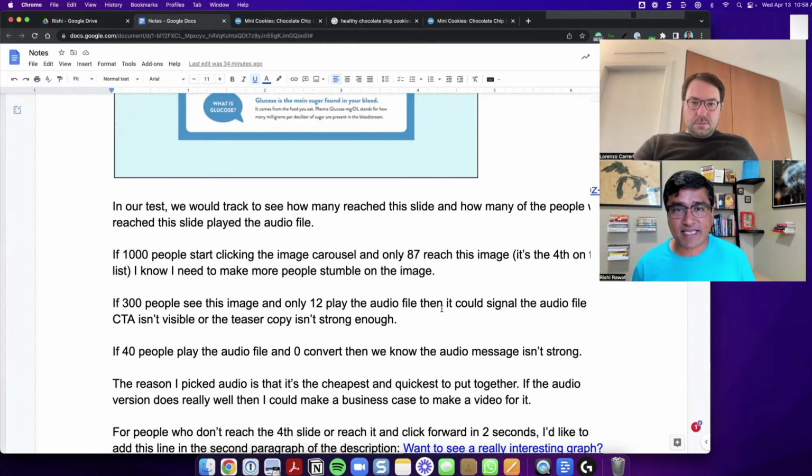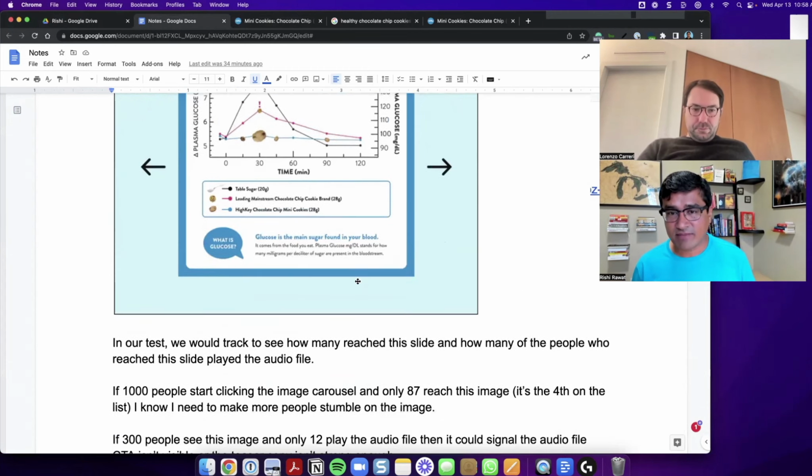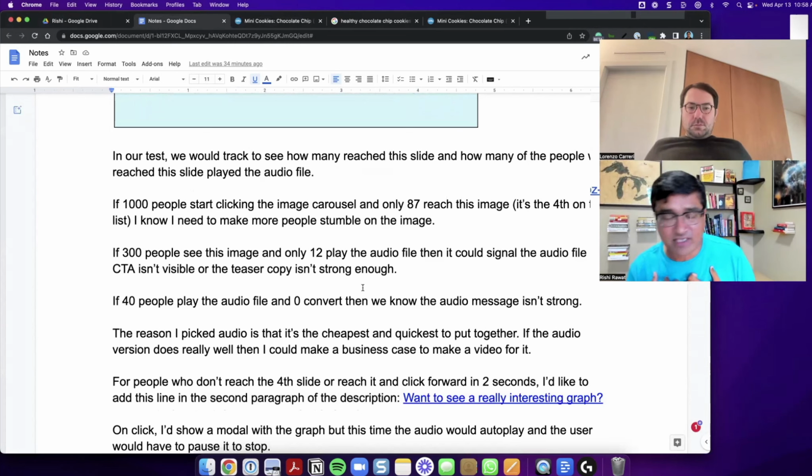Now, the thing to keep in mind, again, this goes back to what Lorenzo was talking about, is that if we are saying that this image is our core selling angle, and I could be wrong, then the question we have to really ask ourselves is, what is the discovery rate of this element? Because if nobody's seeing it, it doesn't exist.